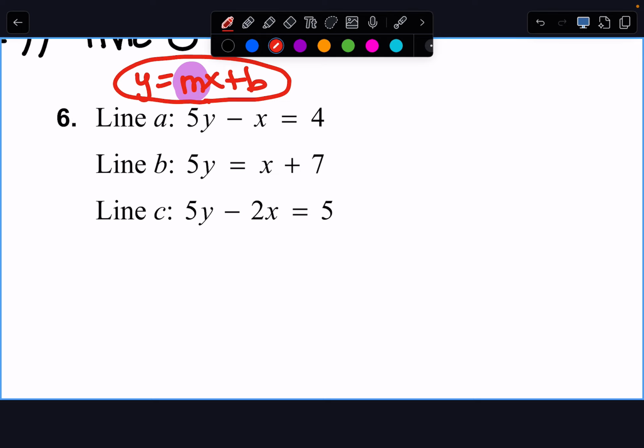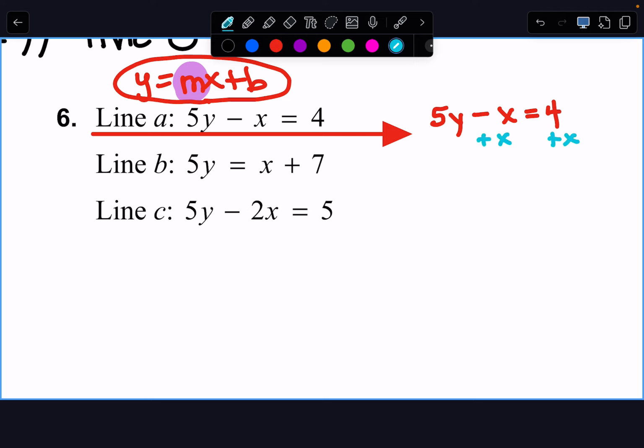So, line A. If 5y minus x equals 4, how do we solve for y? We're going to have to add x, right? And I'm going to write this as 5y equals x plus 4, because I'm going to really want my x to come first, since we want this to be in y equals mx plus b.